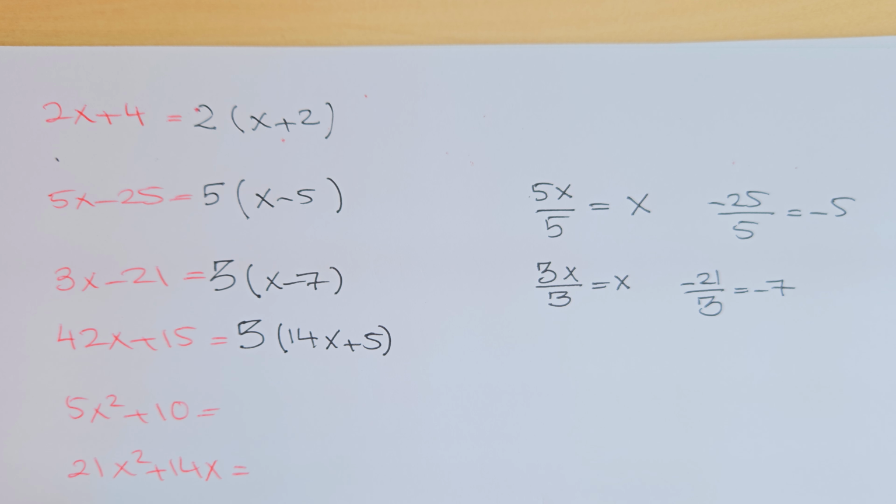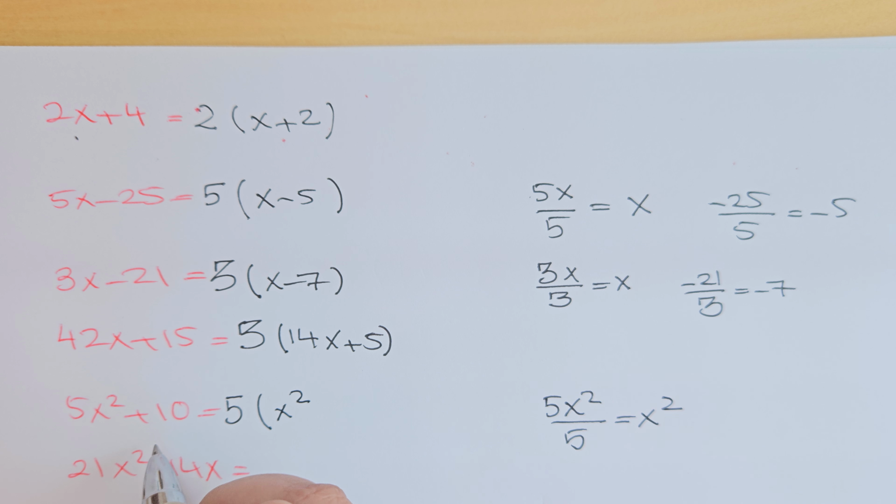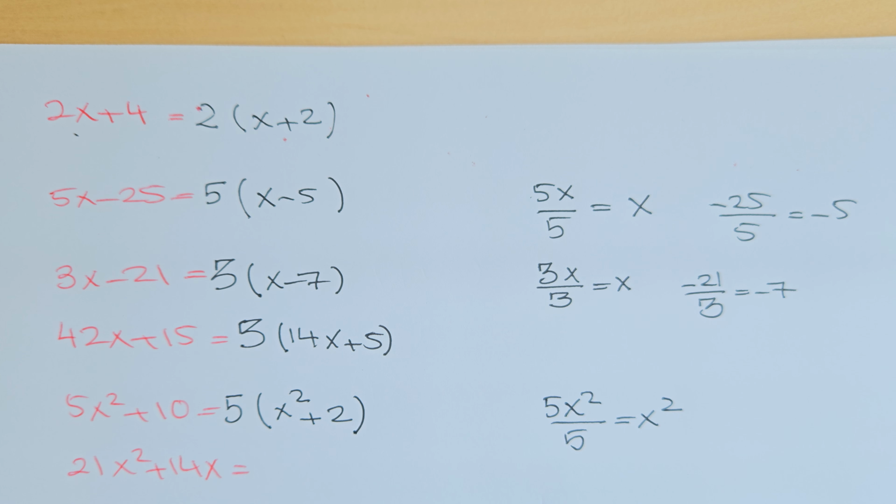Here, I would do 5. The first term, 5x squared divided by 5, would be x squared. And from the second term, 10 divided by 5 would be 2. As you can see, if you do multiplication on the second side of the equal sign, you will get exactly the same expression. So let's give it a try. 5 times x squared is 5x squared. 5 times 2 is 10.